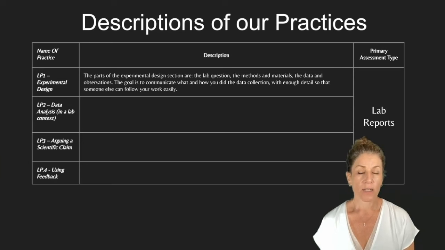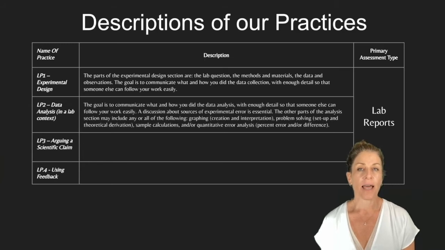Experimental design has the lab question, the methods and materials, the data and observations. The goal is to communicate what and how you did the data collection with enough detail so that someone else can follow your work easily.